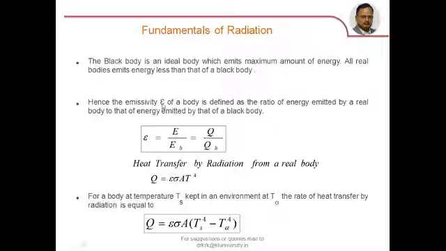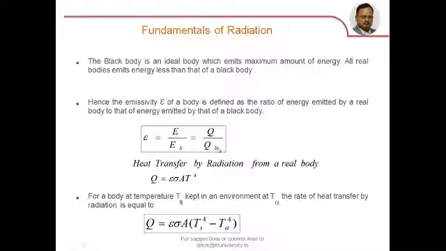Hence, the emissivity epsilon of a body is defined as the ratio of energy emitted by a real body to that of energy emitted by a black body. So emissivity epsilon is equal to E by E_B, where the suffix B means black body, or Q by Q_B.